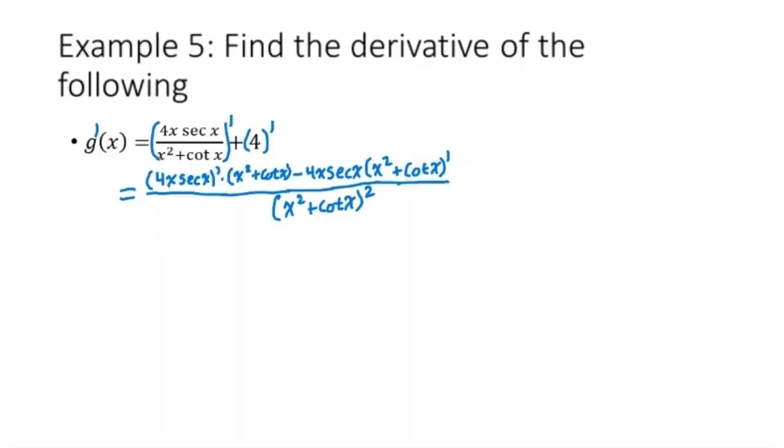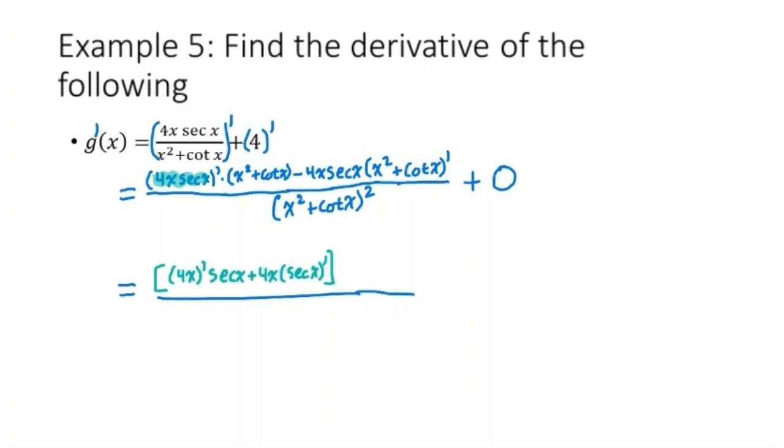As for the derivative of 4, since 4 is constant, its derivative is 0. Since anything plus 0 is itself, after this line, we will no longer write the plus 0. Now we'll focus on the derivatives inside of the quotient rule. For the 4x secant x, that is multiplication between the 4x and secant x. That tells us we have to use product rule to take the derivative of the 4x secant x. So I will set up product rule. And the derivative of 4x secant x would be 4x prime times secant x plus 4x times secant x prime.